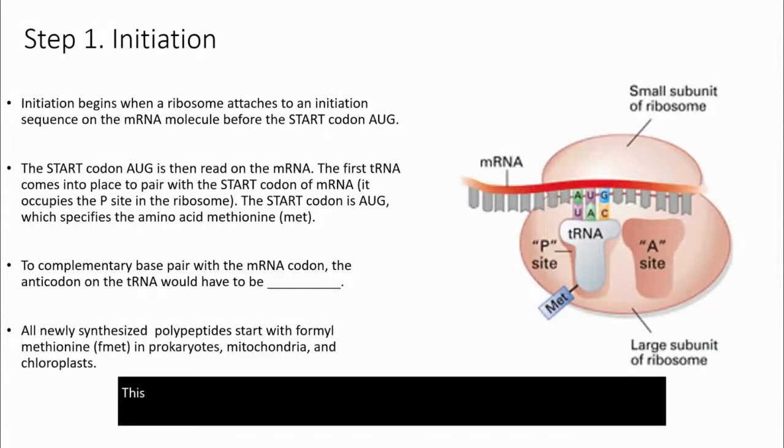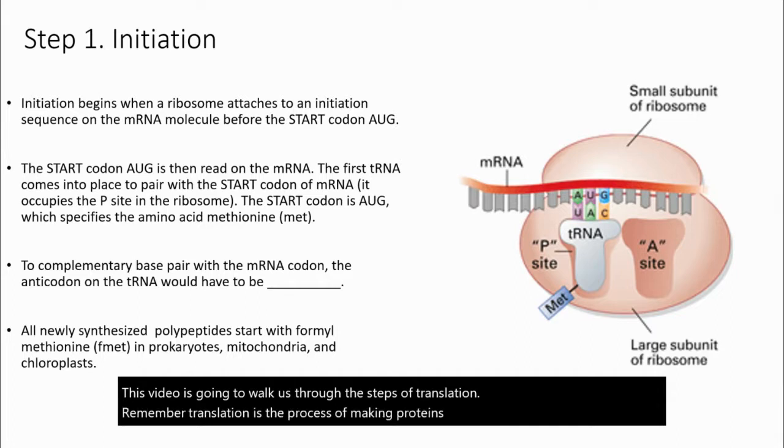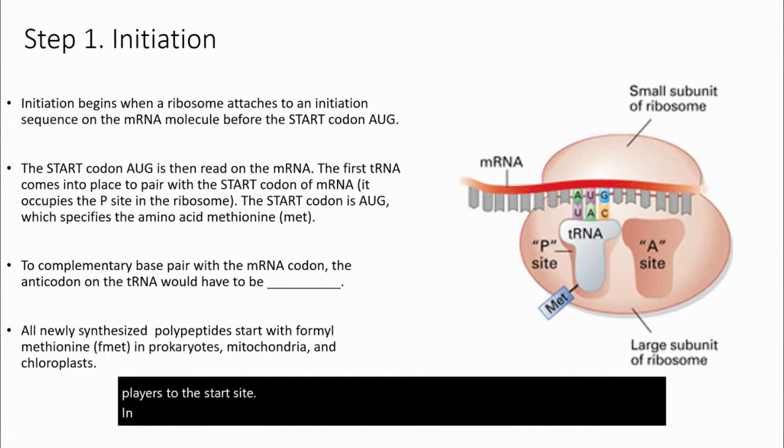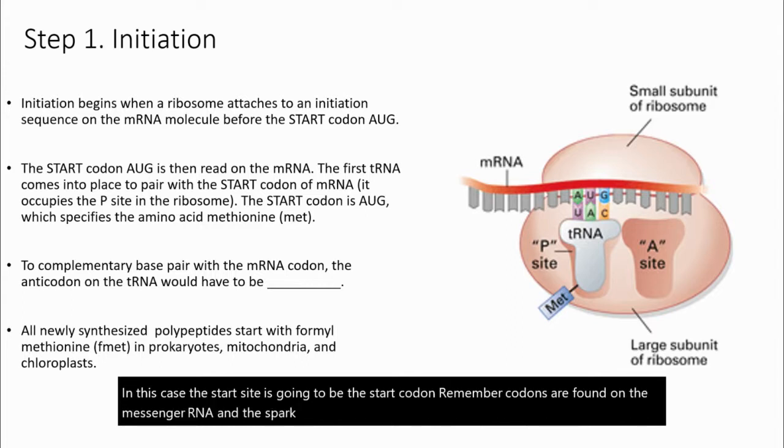This video is going to walk us through the steps of translation. Remember, translation is the process of making proteins. So another way of saying that is protein synthesis. So during step one, which is called initiation, we have to get all of the key players to the start site. In this case, the start site is going to be the start codon. Remember, codons are found on the messenger RNA, and the start codon is always AUG.